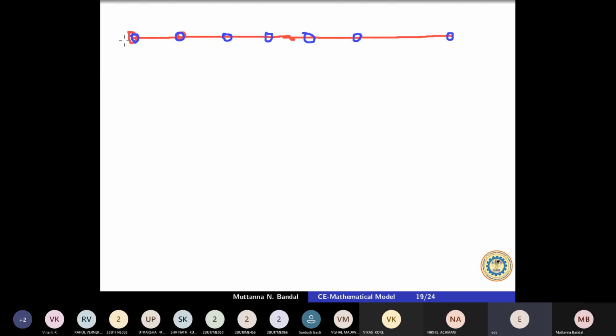Okay. So now I will name this node 1, node 2, node 3, node 4, node 5, node 6, node 7. And this is a flow of the signal.